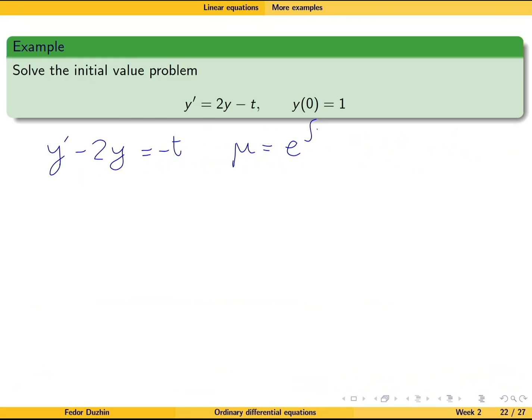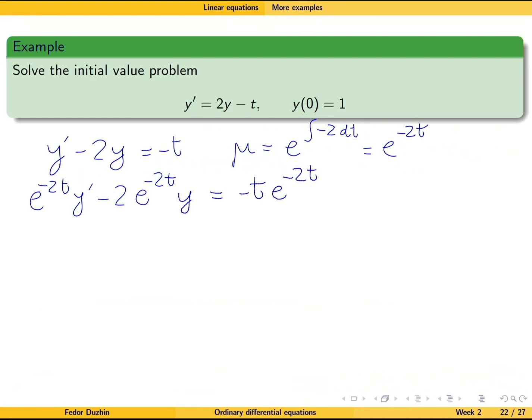The coefficient at y is negative 2 dt. So the antiderivative of negative 2 is negative 2t. So the integrating factor is e to the negative 2t. So then we multiply our differential equation by e to the negative 2t. So we get e to the negative 2t y prime minus 2 e to the negative 2t y equals minus t e to the negative 2t.